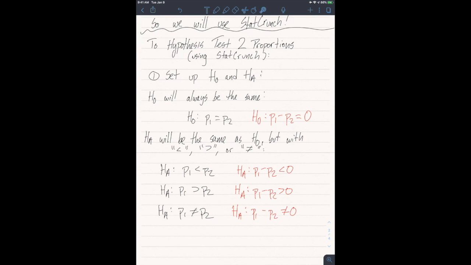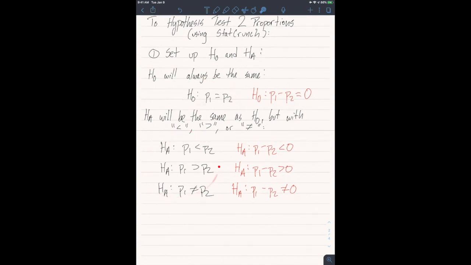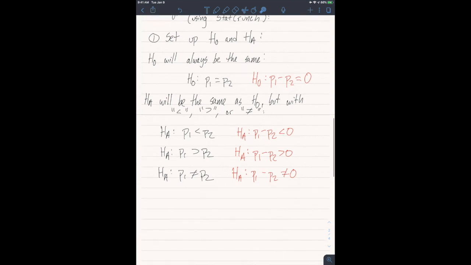I don't know why StatCrunch sets it up like this, but they set up the hypotheses like they have in red, which are fine, because all they're doing is moving the P2 to the other side with the P1 in each of these, right? They're just moving it over and comparing it to 0. But I like setting it up the way I have it in black. If you set it up the way that StatCrunch does, it's perfectly fine. So set up your hypotheses would be the first step.